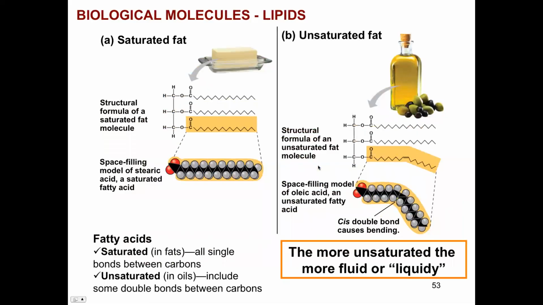Now, if all of those bonds are single, we call it a saturated fat, and that's very typical of animal fats. They form a solid at room temperature, right? Butter.